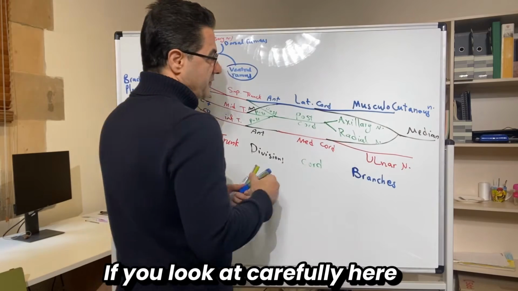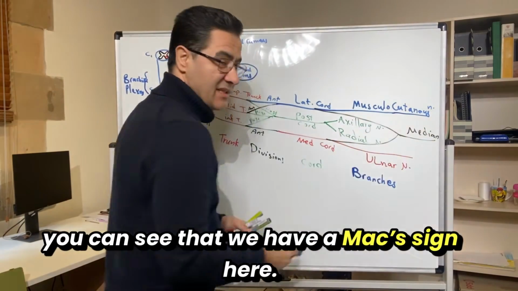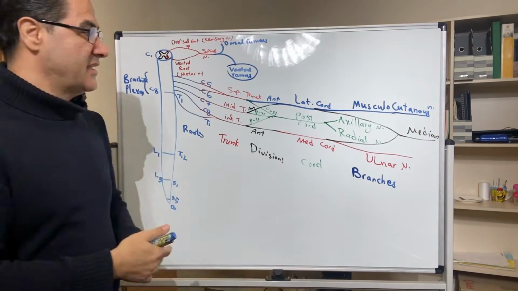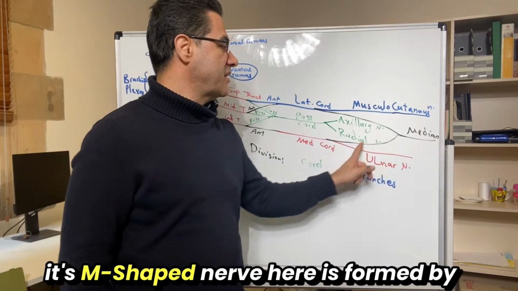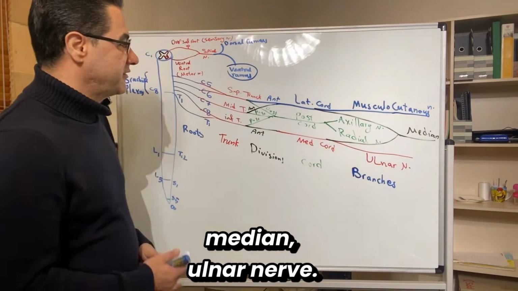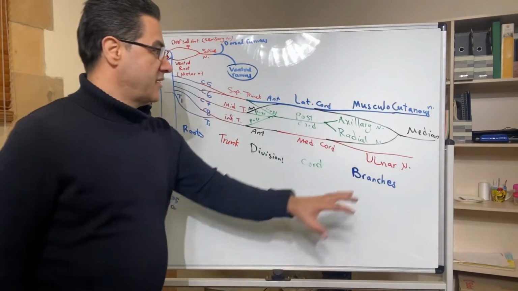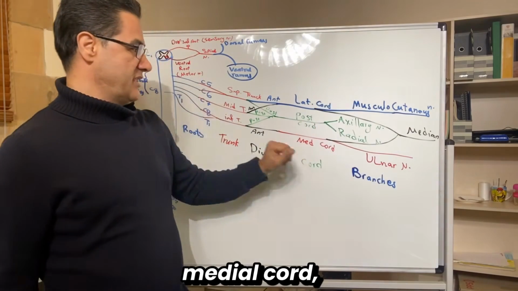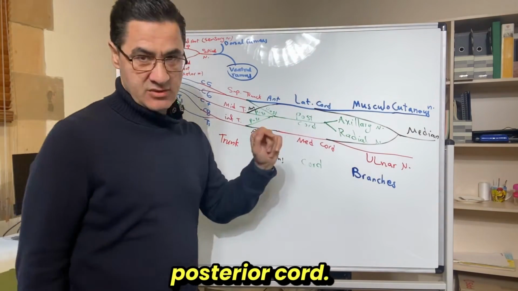If you look carefully here, you can see that we have a Mackey's sign here. I've provided a video for you about the Mackey's sign in the armpits. So McDonald's shape, it's the M-shaped nerve here, is formed by the musculocutaneous, median, and ulnar nerve. So we have 1, 2, 3, 4, 5 branches. 3 of them coming from the anterior divisions, lateral cord, medial cord. 2 of them coming from the posterior divisions, posterior cord.